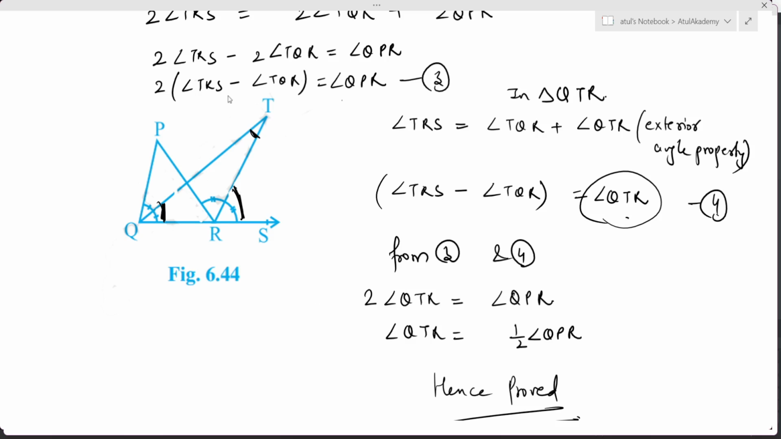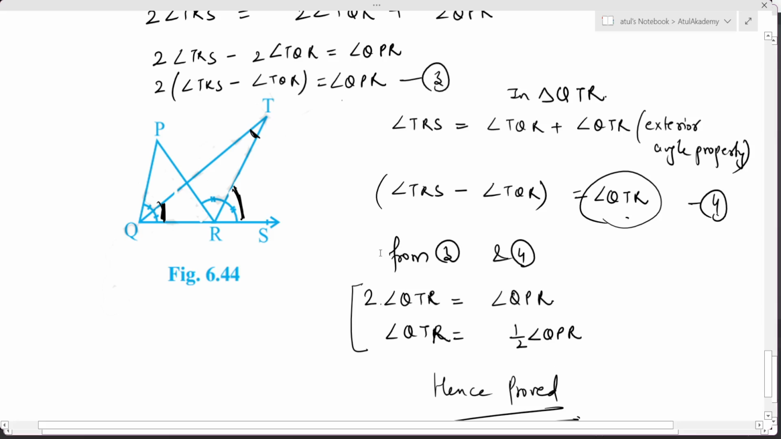So now I rearranged it and I got the value of QTR as TRS minus TQR. So I substituted back over here and I got this, that twice of QTR is equals to angle QPR, and then here you can take this 2 down. So QTR is equals to half of angle QPR. Hence it is proved. So we finished this exercise over here, students.